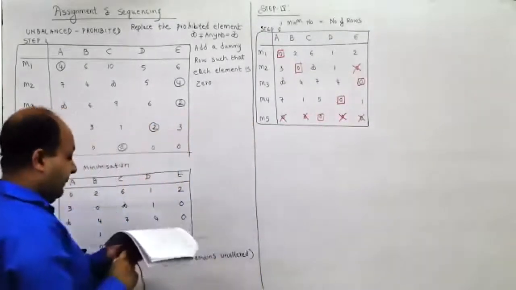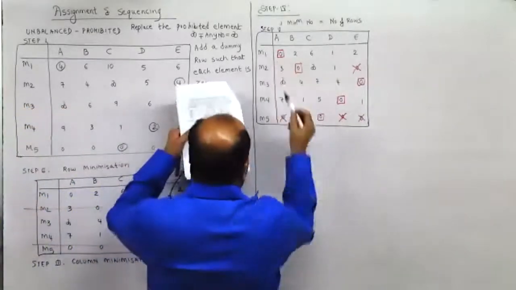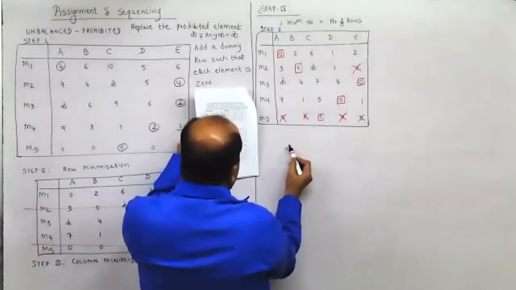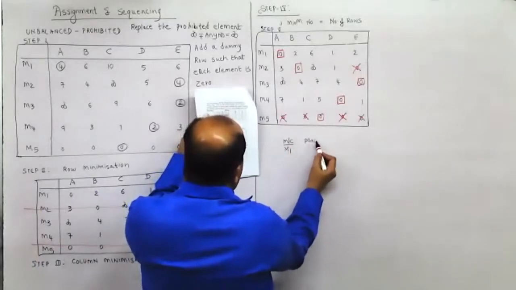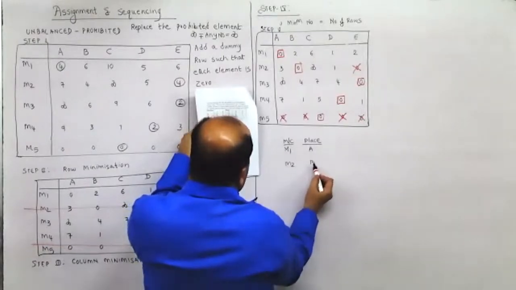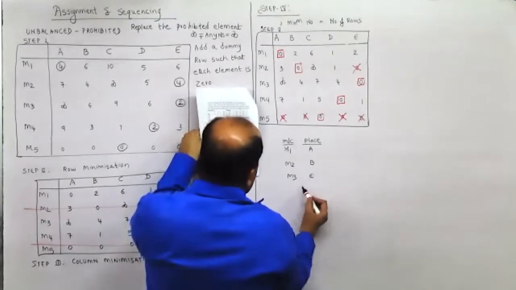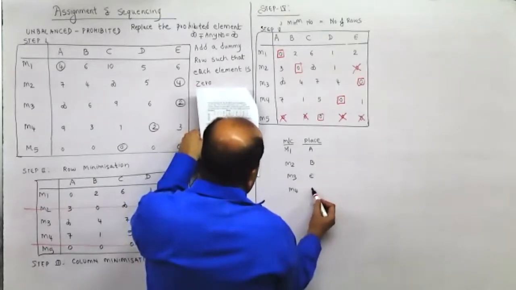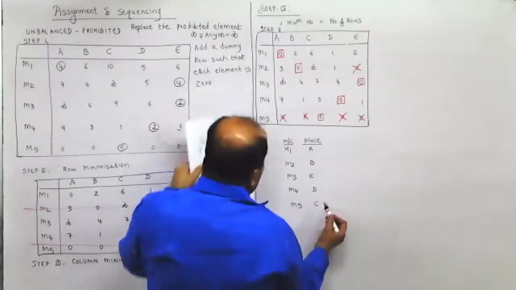So here, machine M1 has to be moved to place A. Machine M2 has to be moved to place B. Machine M3 has to be moved to place E. Machine M4 has to be moved to place D. Machine M5 has to be moved to place C.